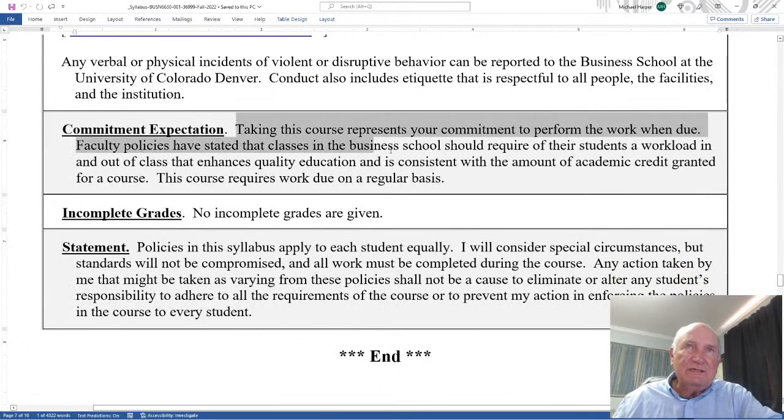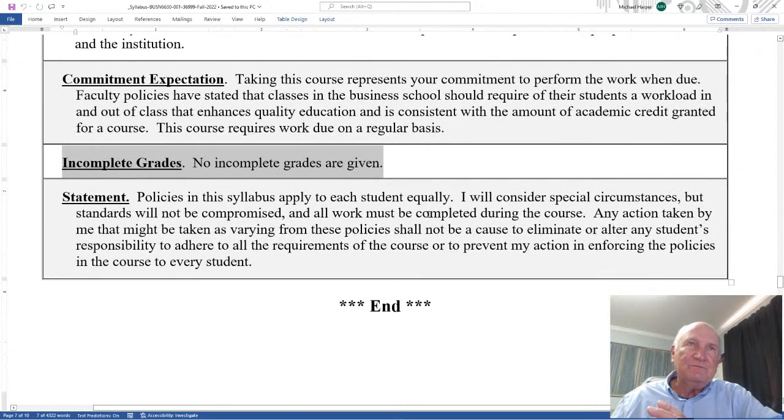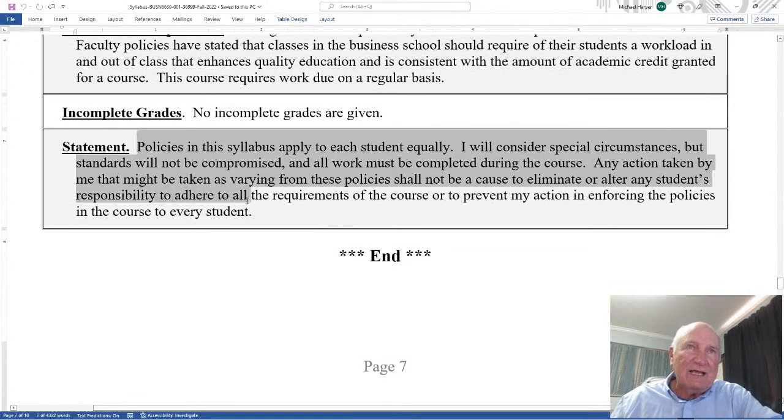Commitment expectation. Taking this course represents your commitment to perform the work when due. Faculty policy has stated in the past that classes in the business school should require of the students workload in and out of class, or in and out of the videos, that enhances quality education and is consistent with the amount of academic credit granted for a course. This course requires work due on a regular basis. No incomplete grades are given. Simple. The final statement: policies in this syllabus apply to each student equally.